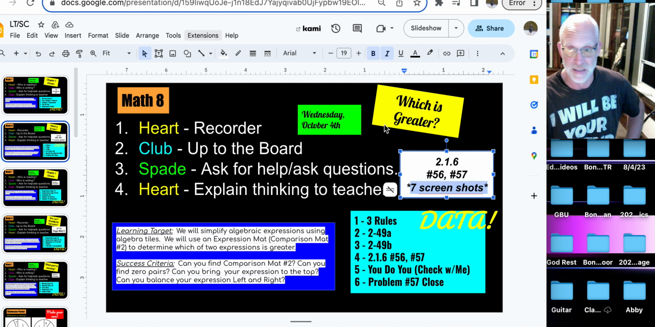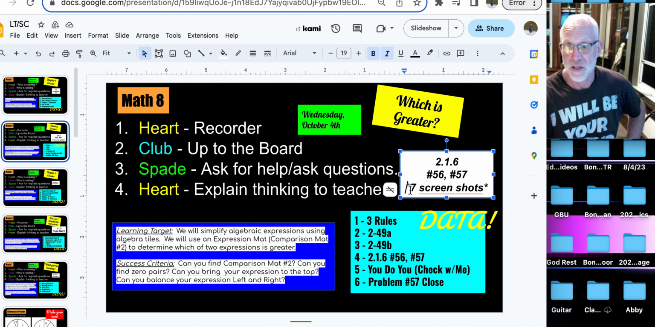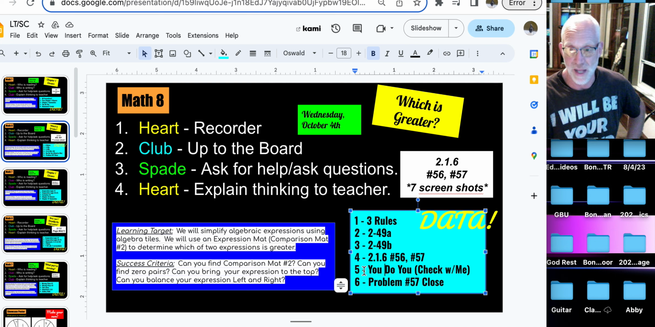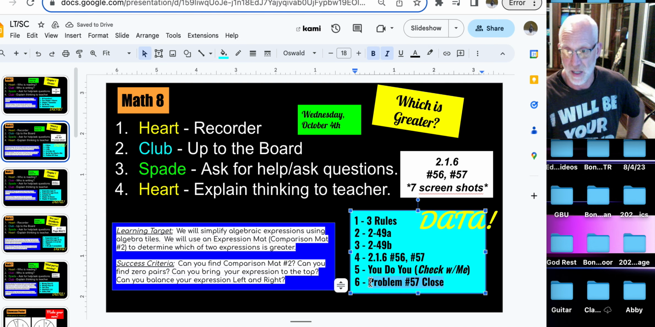After that, you've done the three rules, 49A, 49B, 56 and 57, and you've sent me 7 screenshots. Now you do you. What do you need to get done? Is there work from other classes? Is it just relaxing? Is it doing something quiet with your friends? That's your time right there. I might walk around the room and do a little check with you, like, hey, show me this or show me that. And then after that, hopefully we'll get a little bit of reading time in, like 5 minutes.